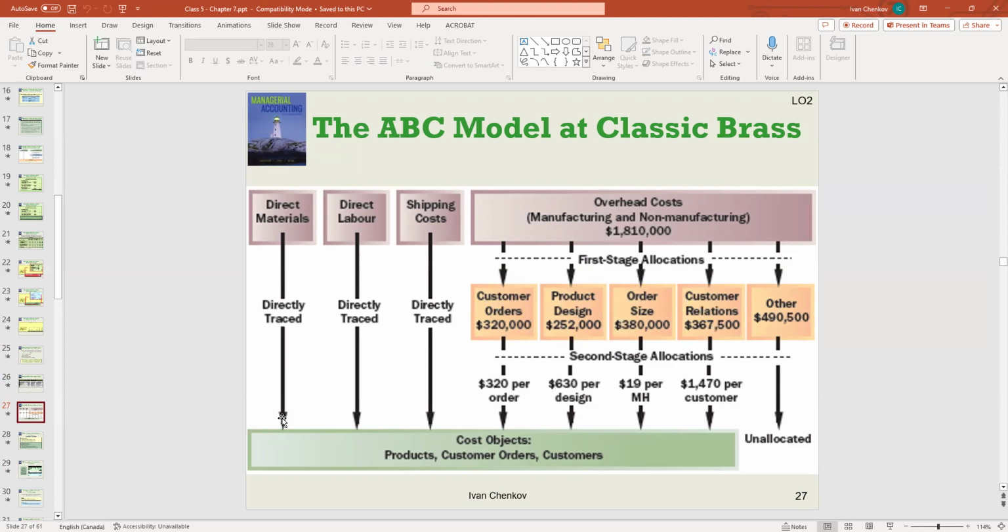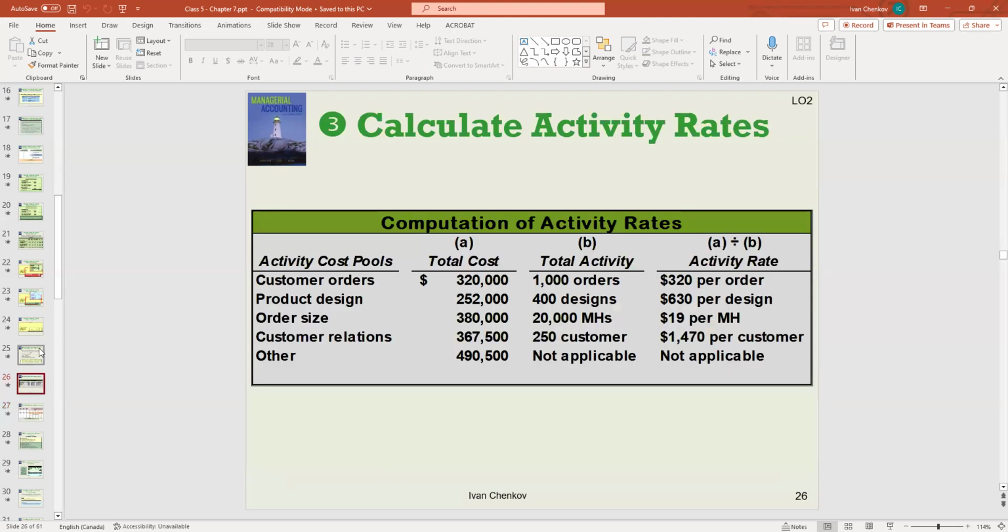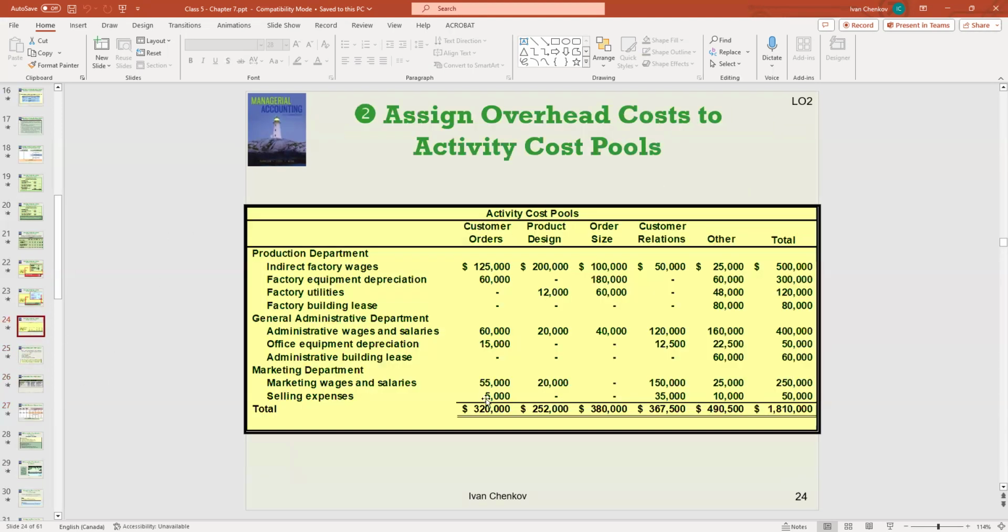Direct material, it's going to be directly traced. Direct labor, directly traced. Shipping costs, those are directly traced. Now we can trace the customer order, product design, order size, and customer relationship. Those will be treated as purely period cost. That's on the company level. What we did is on the company level.